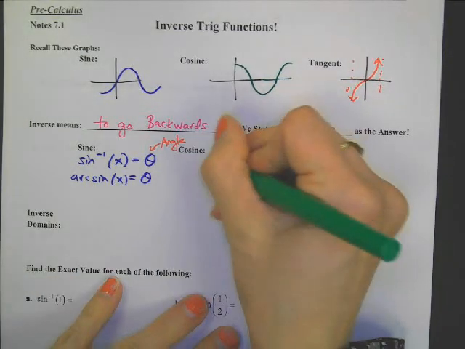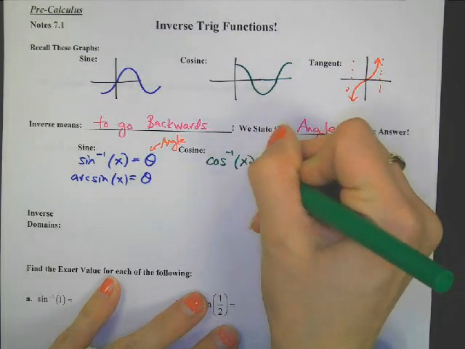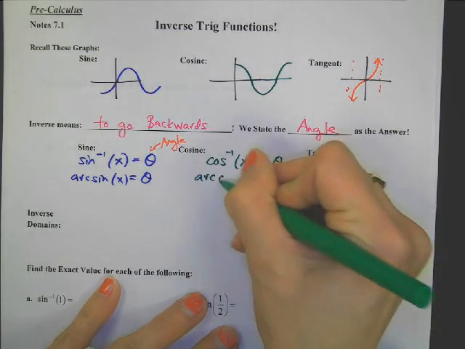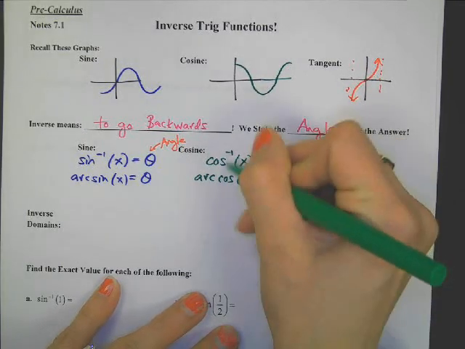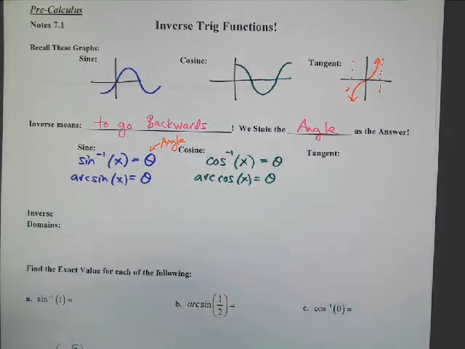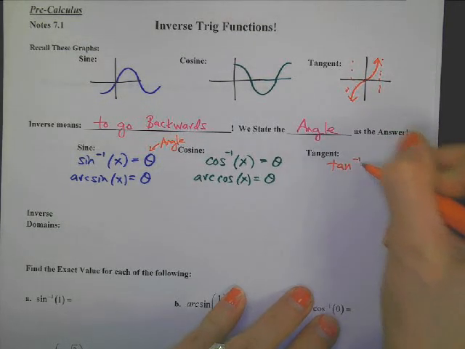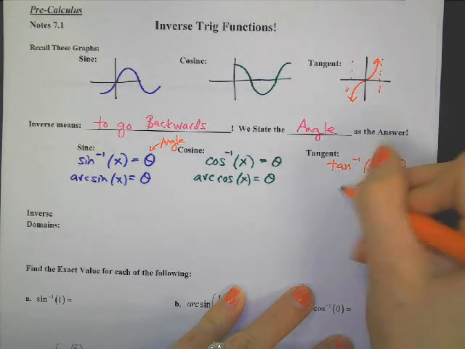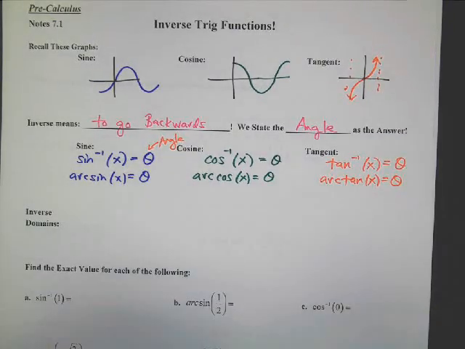Okay, same thing for cosine. Cosine inverse looks like that of x. That's where you put the value, and your answer is the angle. That is equivalent to saying arc cosine of x equals theta. These are the same. So if you don't like one version, you could always switch to the other. Tangent inverse of x, the answer is going to be theta, some sort of angle. That's the same as saying arc tan of x. So that means the same thing.